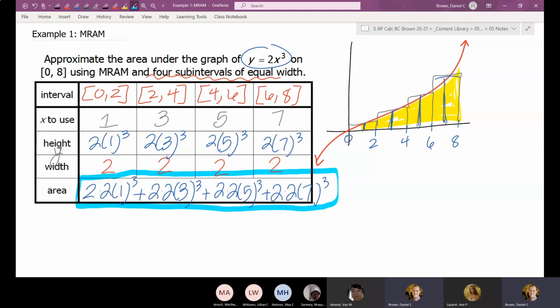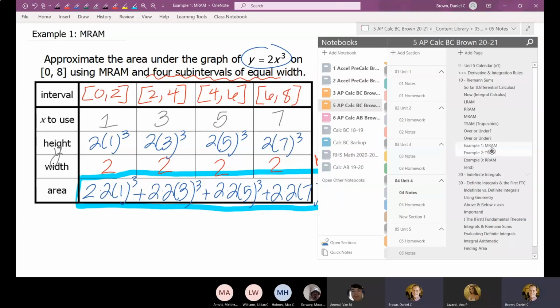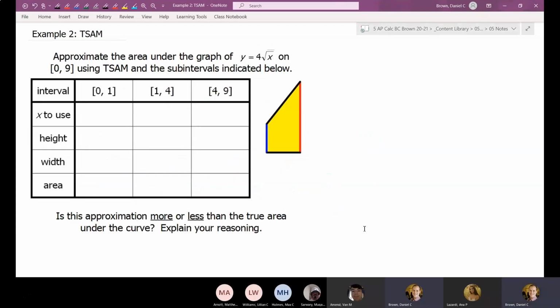Questions on how I found that area using MRAM? All right, let's try the next one. Here is a TRAM one. We'll also want to remind ourselves how we find the area of a trapezoid.